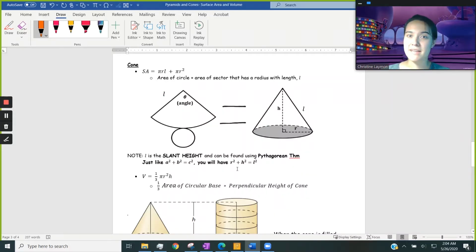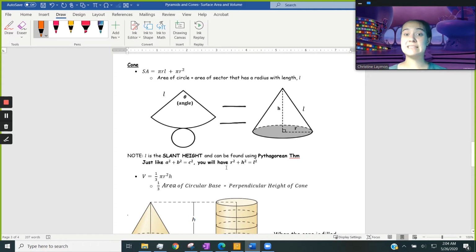Let's go ahead and talk about cones. So the surface area of a cone has a special formula, pi r L plus pi r squared. All this means is that I want to find the area of the circular base plus the area of this wraparound portion, which is basically a sector of a circle that has a radius L.